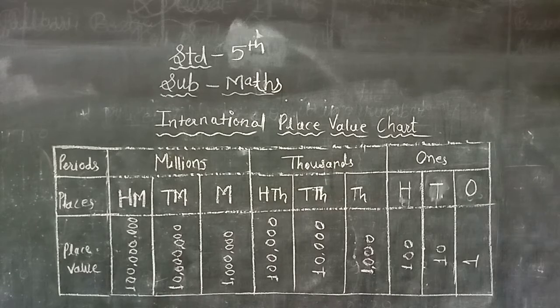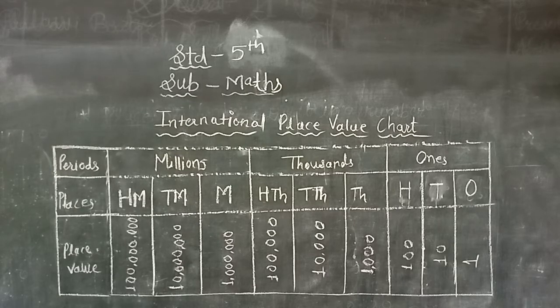Good morning students. Today in this video we are going to see the international place value chart up to 9 digits, which is on your page number 15. Most of the countries of the world use a place value chart which is different from the Indian place value chart. It uses millions, billions, trillions, etc. It is called the international place value chart.